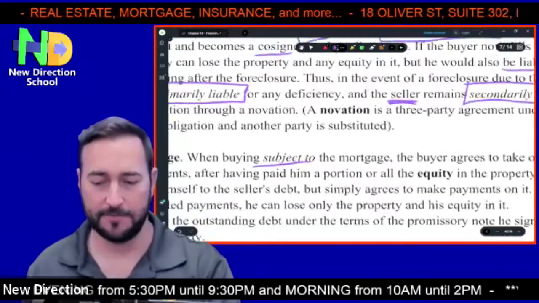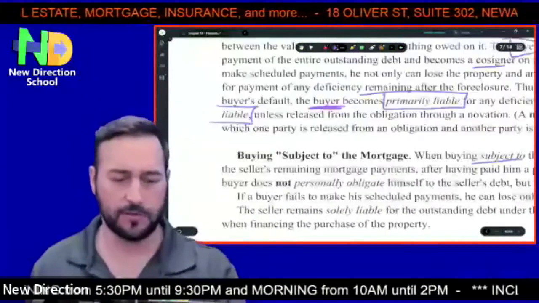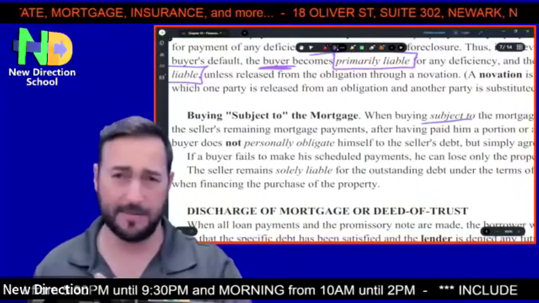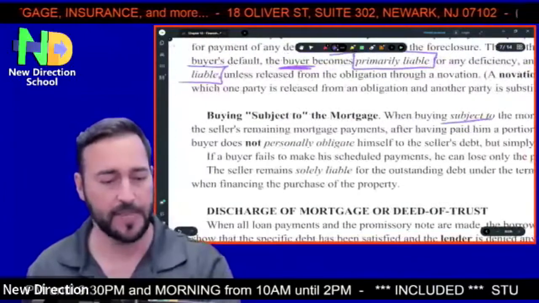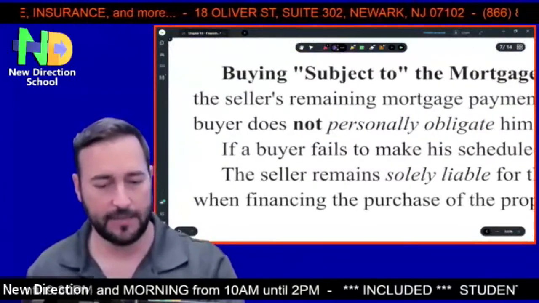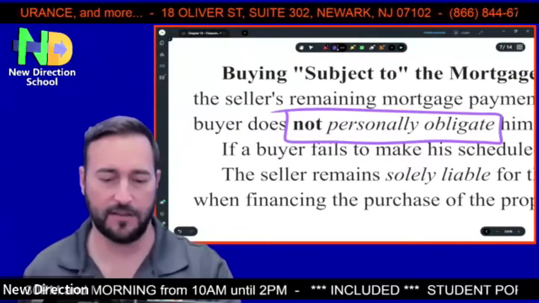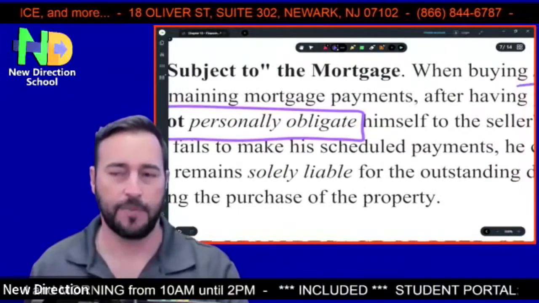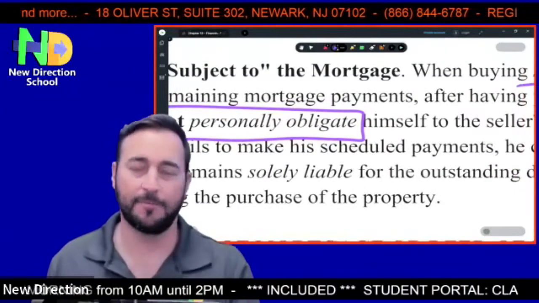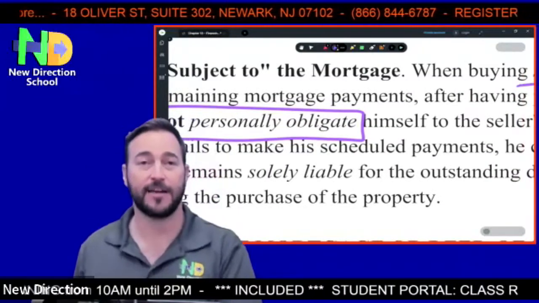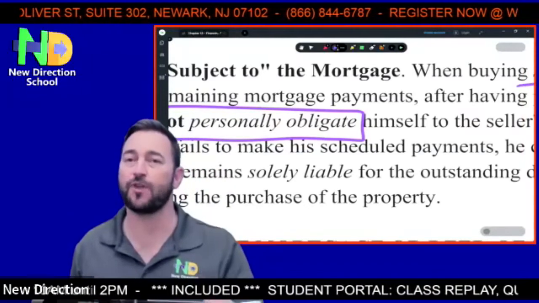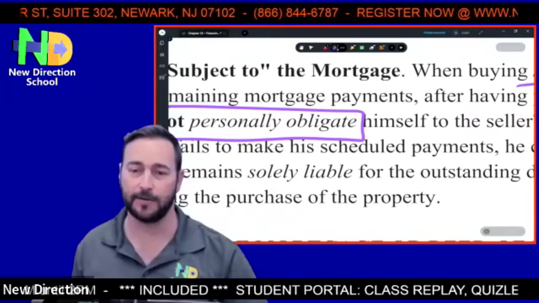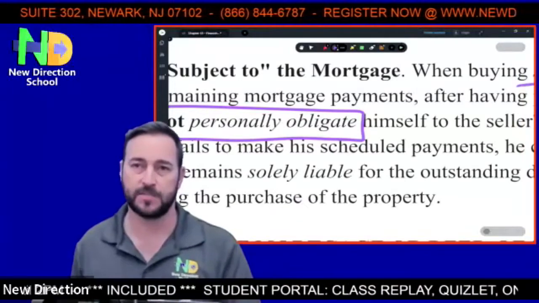The buyer agrees to take over the remaining mortgage payments. Same thing as the assignment, after paying a portion or all of the equity. The buyer does not personally obligate himself. See, because we never told the bank, the bank doesn't know about Randy, and Randy doesn't care about the bank. So there's no personal obligation. There's nothing in writing that says he's obligated to pay. Does that make sense so far?